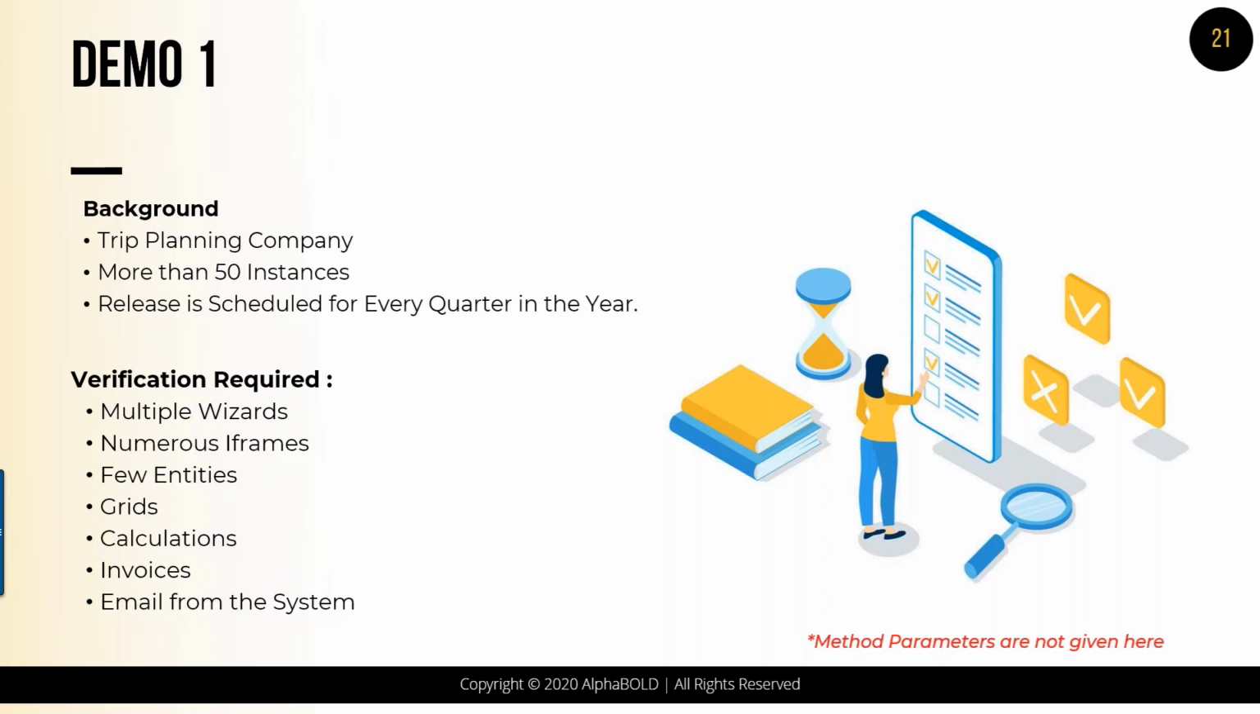In this demo, we are recording all the use cases that we need to automate. We are using the Selenium framework, and alongside recording, there is a bunch of code written for navigations, different browsers, and different scenarios. For verification steps, we have to verify that there are multiple wizards, numerous iframes, a few entities and grids. We have to verify the calculations on the invoices and bills, and also we have to validate that correct emails are generated from the system.